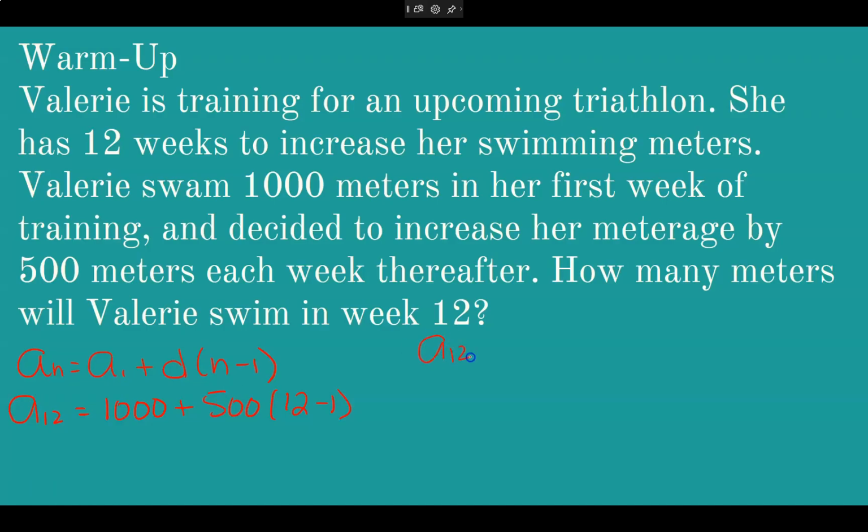So we're going to get A sub 12 equals 1,000 plus 500 times 11. Good. What is 500 times 11? 5,500. Add those together. What did she do on week 12? 6,500 meters. Good. So very straightforward. Here's my facts. Plug it in. Give me a number.